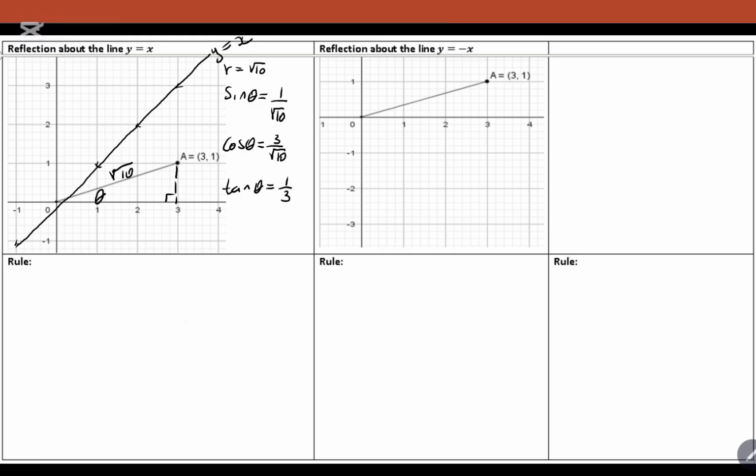The learners are expected to reflect this point and the terminal arm about the line y equals x. Now, when you reflect about the line y equals x, basically those coordinates just swap around. It is something they've learned in grade 8 and 9. If they are struggling, you can advise. So the image of A will therefore be (1, 3), and that point lies here. So this is (1, 3).